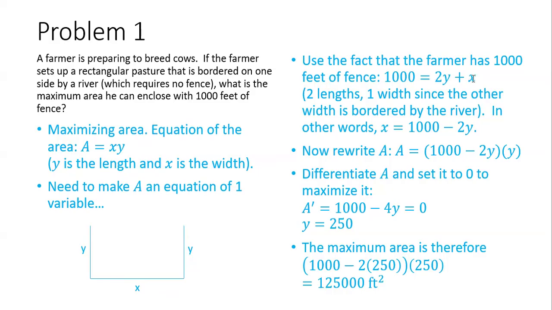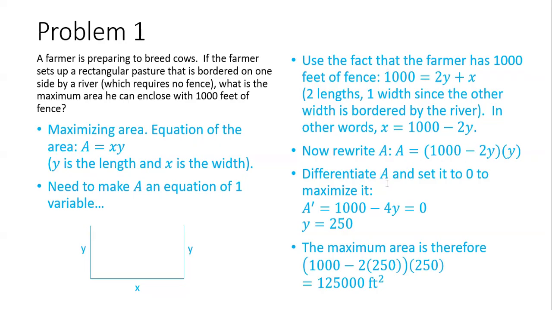Okay, so we can either solve for y or x here. I guess I chose to solve for x here. So x equals 1,000 minus 2y. Okay, now we're going to plug this definition of x back into our A. Okay, so it would be now an equation of 1 variable, just y. So A equals 1,000 minus 2y times y.